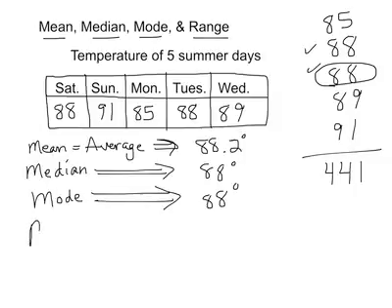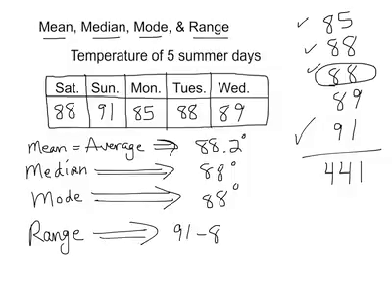Now we look at our range. And the range is just how far is the highest number from the lowest number. So in this case, to find the range, we're going to take 91 minus 85, and we'll get 6. So the range of the numbers is 6 degrees. So it only varied 6 degrees on these particular 5 days.